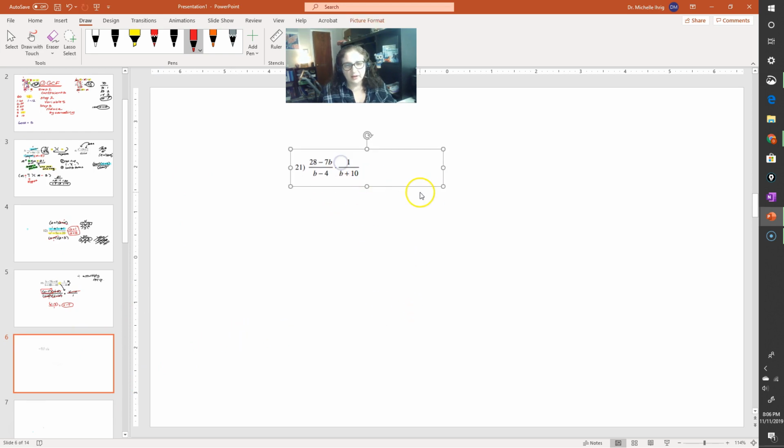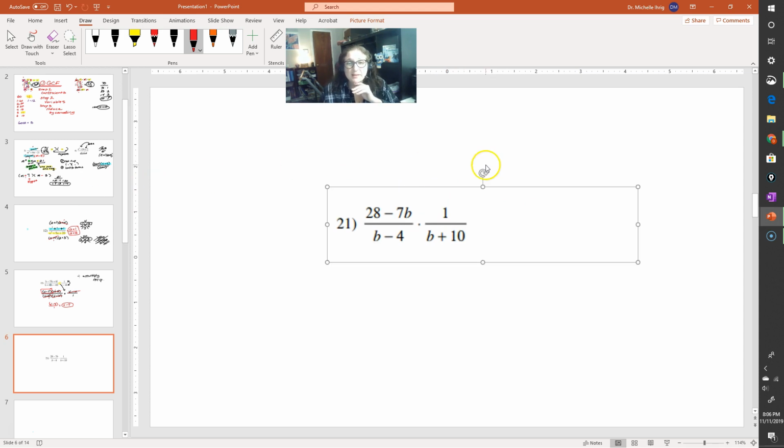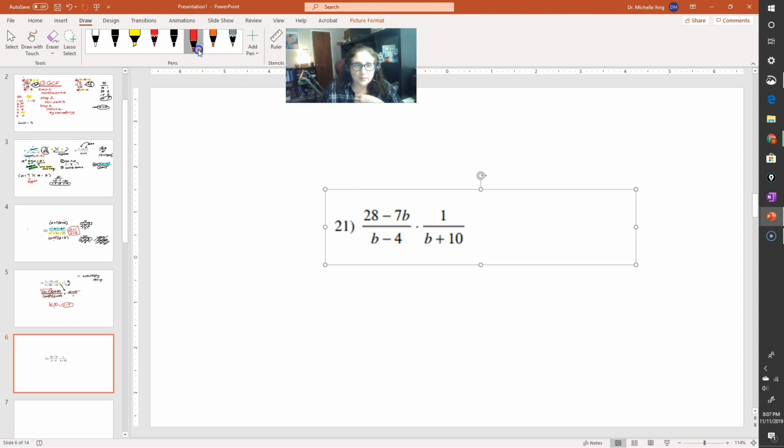All right, here's a funky one. This one already has it set up as a multiplication problem, but notice how the b's are kind of out of order. So what I'm going to do first is rearrange the b. I'm going to write negative 7b plus 28, because all that did is switch the order and put the variable first.